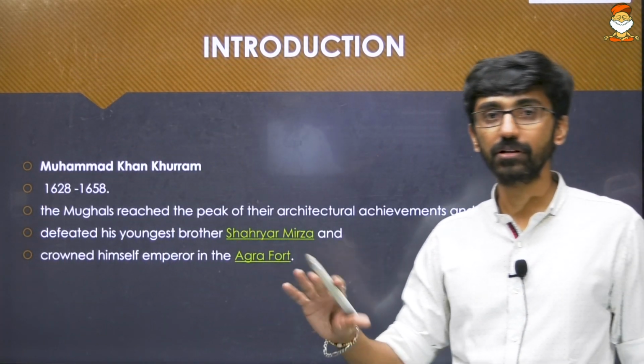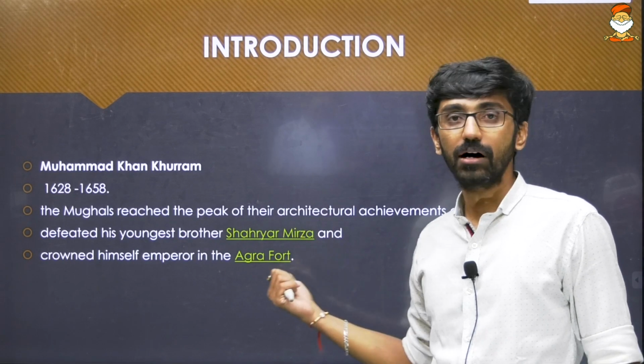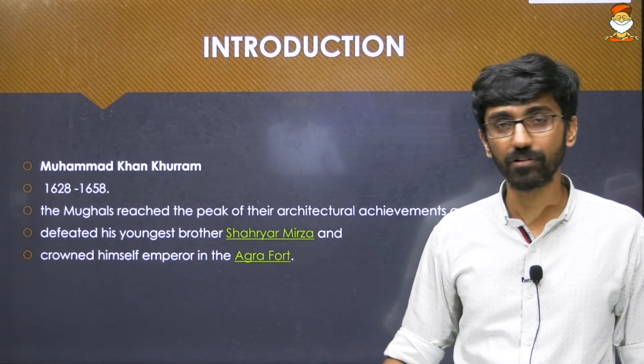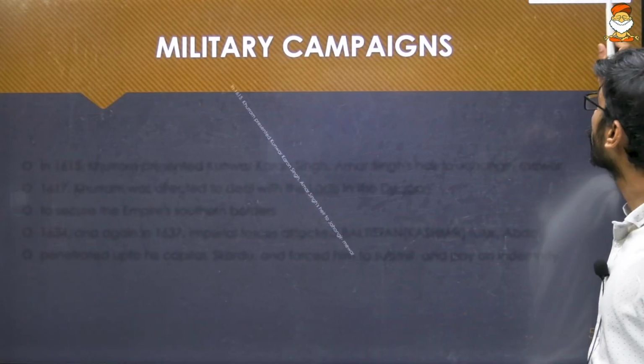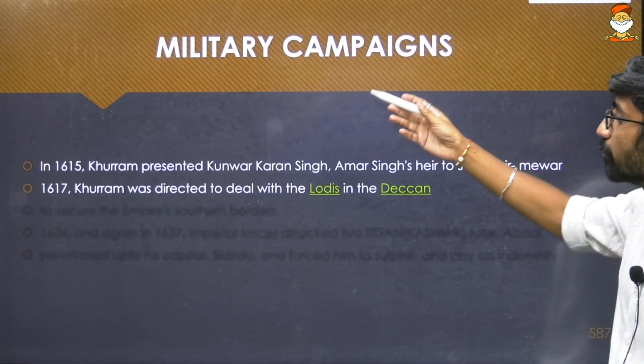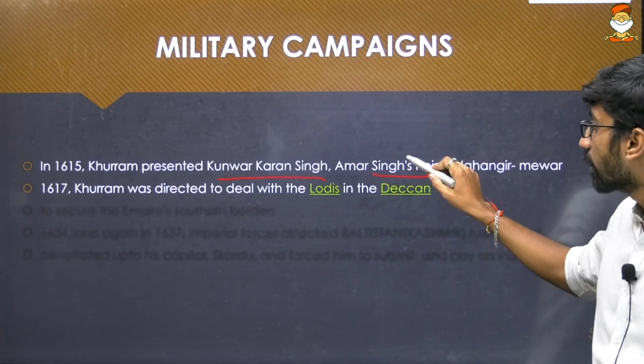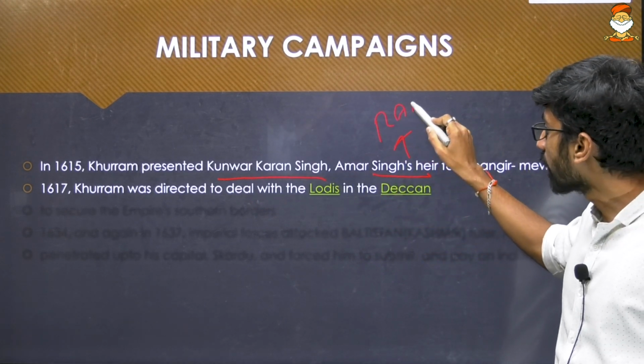There was a conflict between Jahangir and Khusro also, then again Shah Jahan, then again Shahryar, then again Dara Shikoh and Aurangzeb also after this one. Now what is consolidation of Mughal during Shah Jahan? Some military campaigns. Now Khurram, he presented Kunwar Singh, Amar Singh's heir, that is again heir of Rana Pratap.